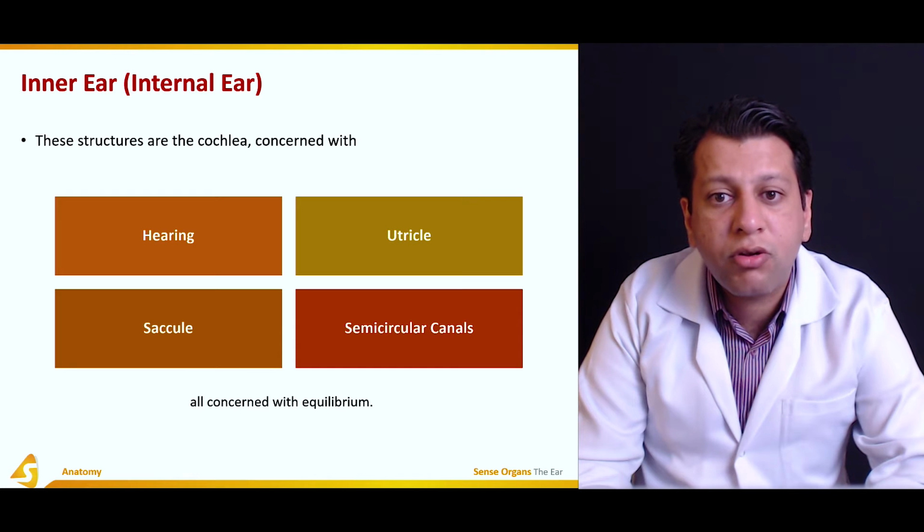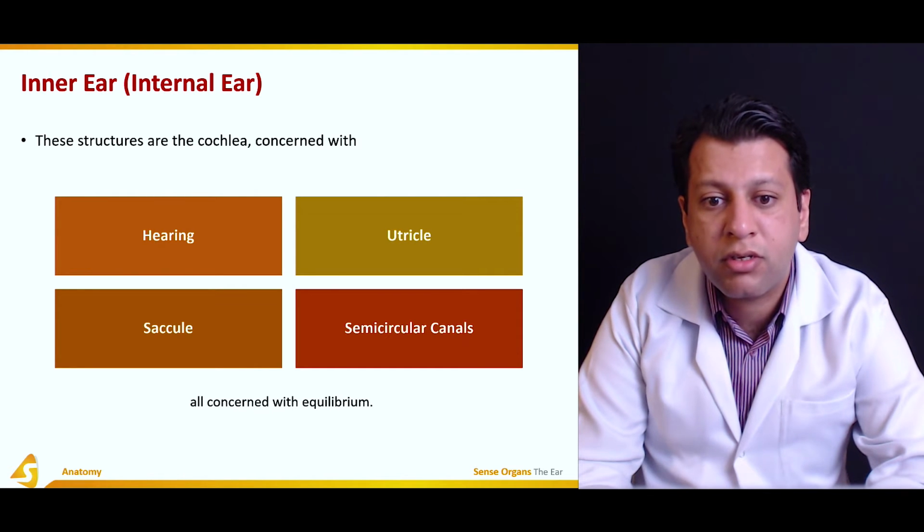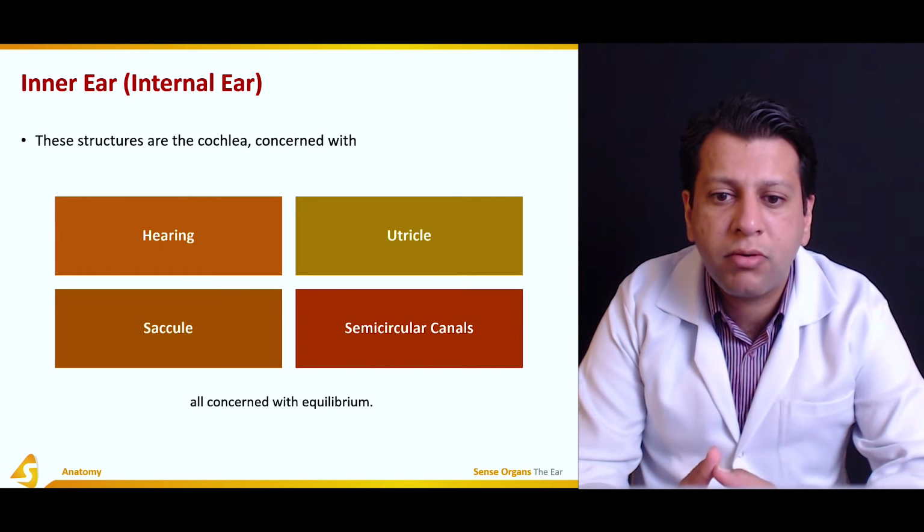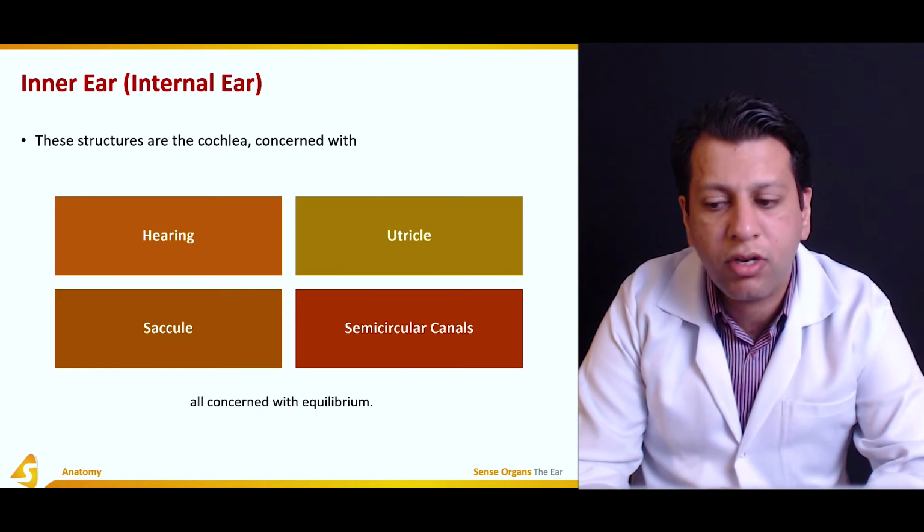These structures are the cochlea, concerned with hearing, the saccule, utricle, and semicircular canals. Now, there is a difference: the cochlea is mainly concerned with hearing, while the utricle, saccule, and semicircular canals are all concerned with equilibrium.